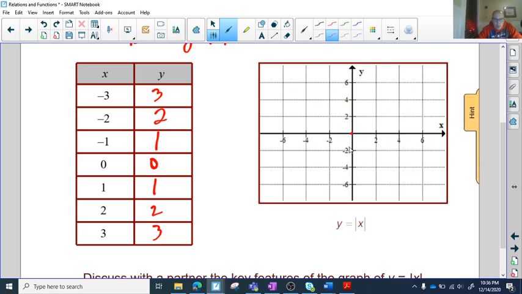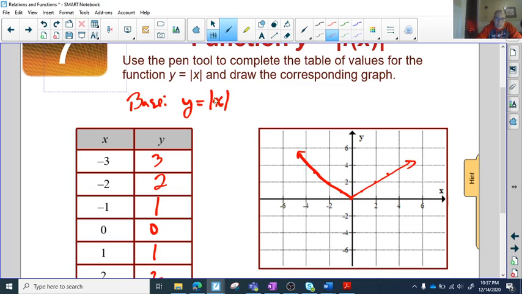So I've got 0, 0, negative 3 and 3 would be roughly there. Negative 2 and 2 would be there. Negative 1 and 1 would be there. Then 1 and 1, 2 and 2, 3 and 3. I think we've got enough points to see that I'm going to get a line going this way and a line going this way. So there's what we now know about absolute value. This only is true if it's linear, so an x to the first power between those bars. We're going to get what we refer to as a V-shaped graph.